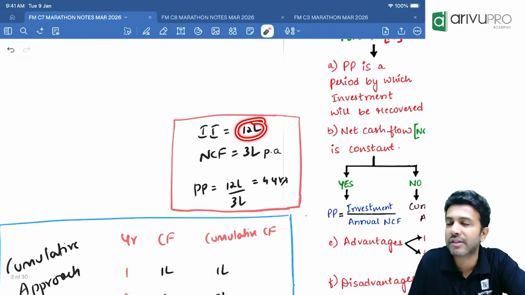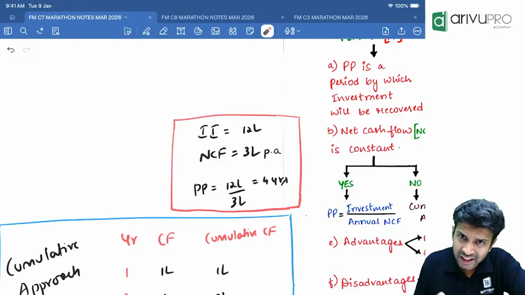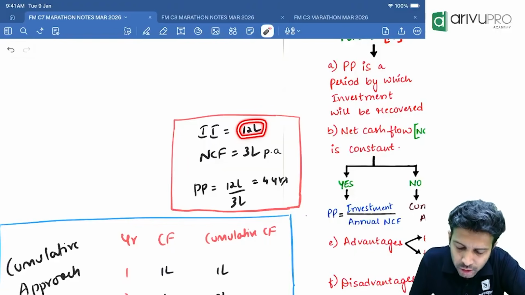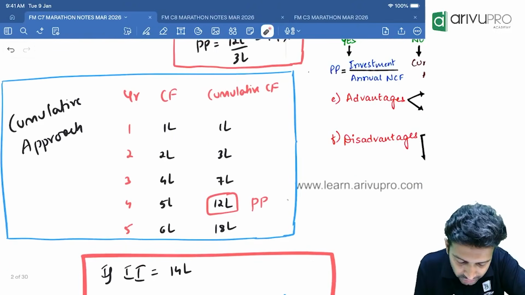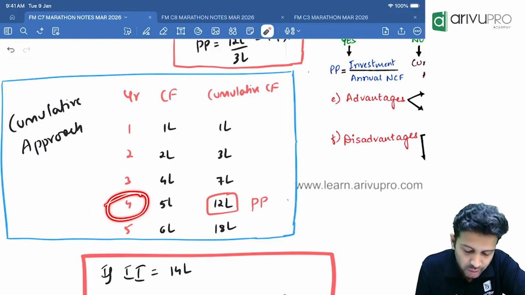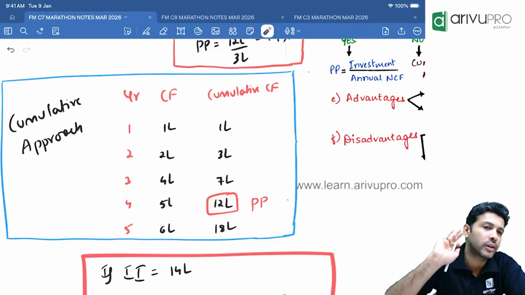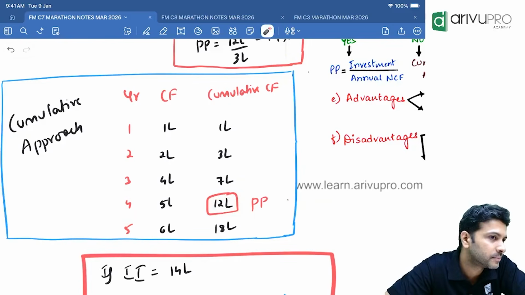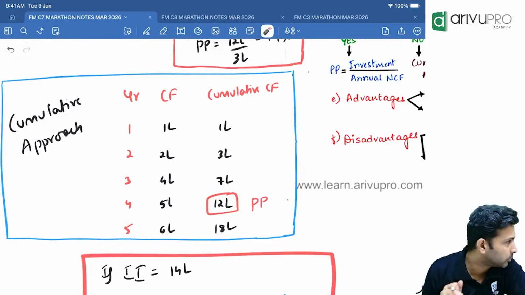Now how much did you invest? What is your initial investment? 12 lakh. Is any year having this number 12 lakh? Check. Yes, at the 4th year we are able to see 12 lakh. That means what? We are able to recover our 12 lakh within 4 years. That is directly the payback period. That's your cumulative method.